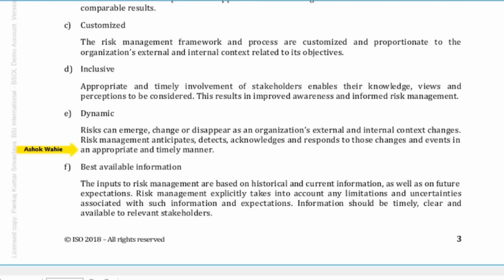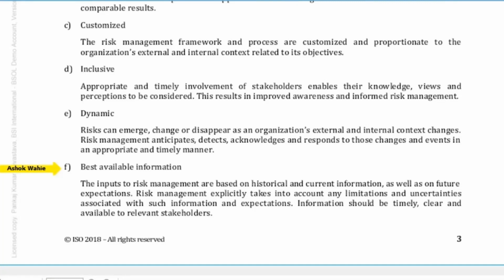Okay. Next, all these principles are interrelated also. Best available information. So what is the input for risk management? I should know what the historical risks were, what incidents have already happened, what my current risk status is, and what could be the future expectation. How is the market moving? What is the volatility? What is my competition doing? How are the regulatory requirements changing? How are the expectations of my stakeholders changing?